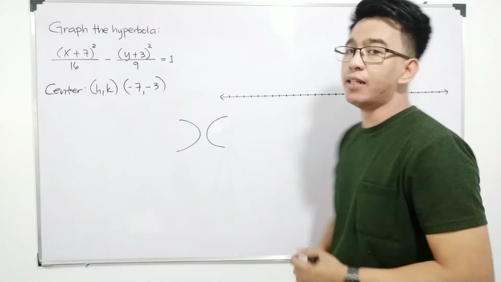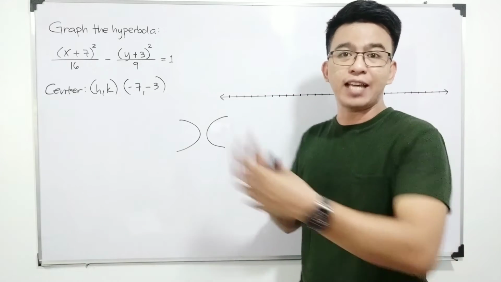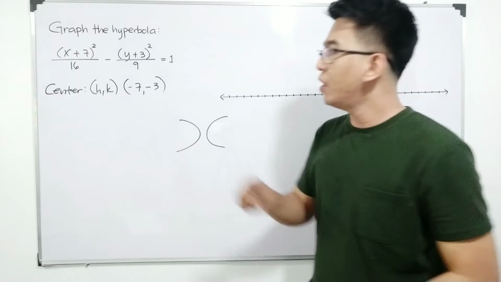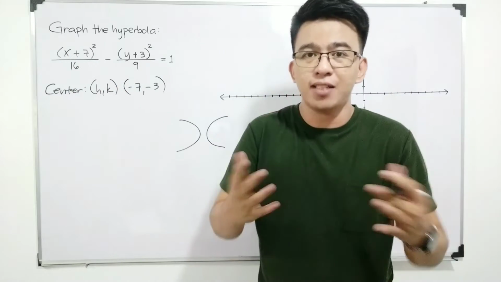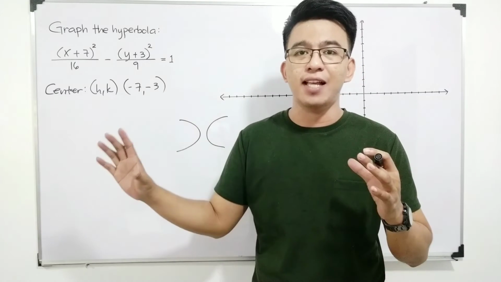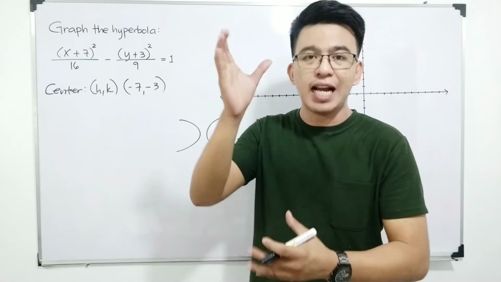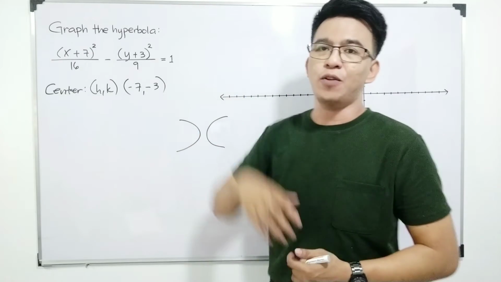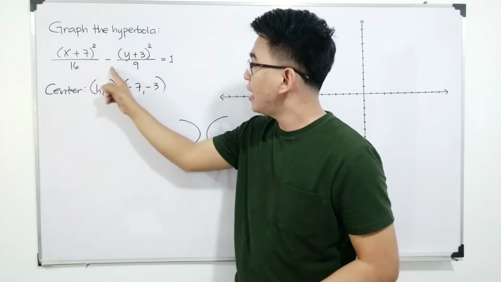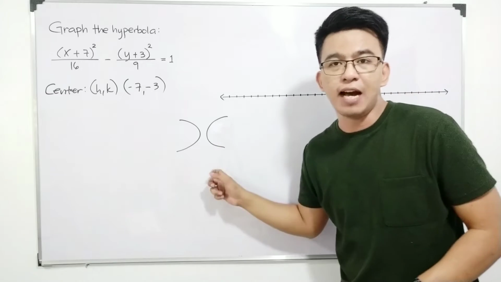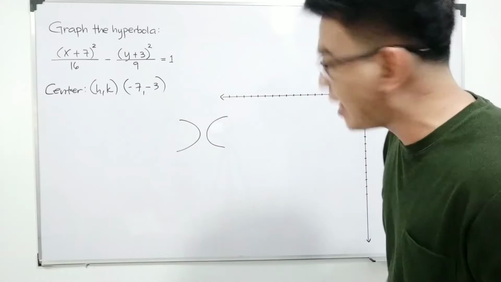Eh sir, paano nyo malalaman na yung ating hyperbola ay horizontal, o ang kanyang opening ay sidewards? Guys, mayroon tayong clue. Yung clue natin ay yung x variable. If the x variable is the positive variable, automatic horizontal. Pero kapag yung inyong y variable is positive, pa-vertical ang ating opening, or upward and downwards. Eto, sa case natin, your x is positive while your y is negative. That's why dapat ganito yung maging output na makuha natin. Now, let's continue. What is the next step, sir?